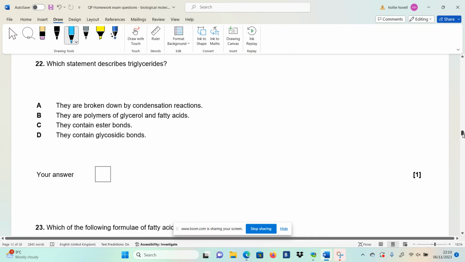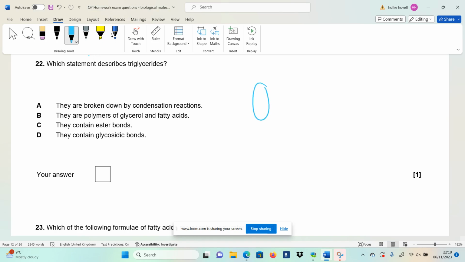Question 22. Which statement describes triglycerides? So triglyceride, we've got glycerol, and we've got 3 fatty acids. Are they broken down by condensation reactions? No. We know that condensation reactions are always for joining molecules. Hydrolysis is breaking them apart.